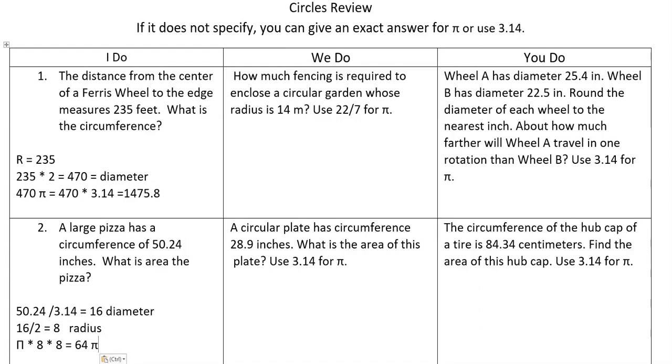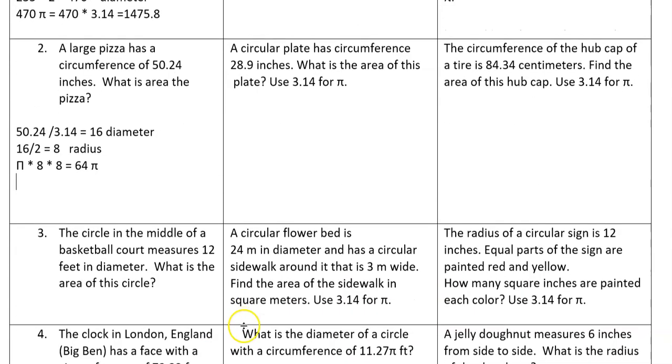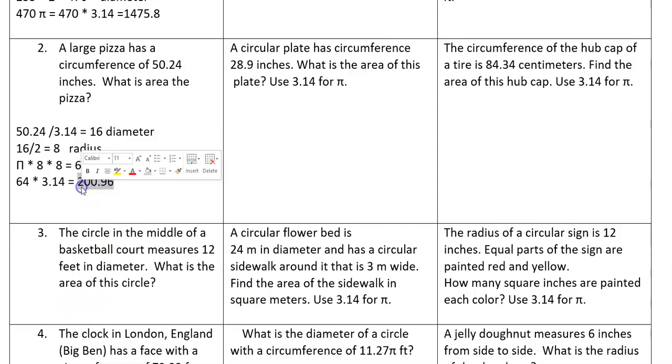Pi times 8 times 8 is 64 pi. That's the exact area. The approximate area would be 64 times 3.14. 64 times 3.14 is equal to 200.96. You can do exact area or approximate, again, because it doesn't specify. If it specifies use 3.14, you have to use 3.14. If it doesn't specify, you can give exact or approximate.